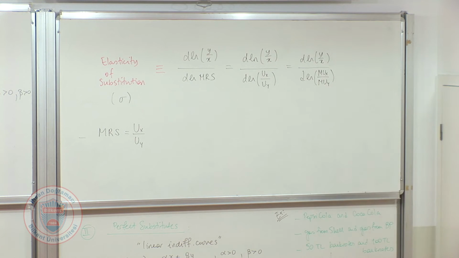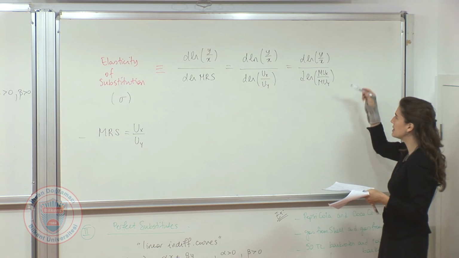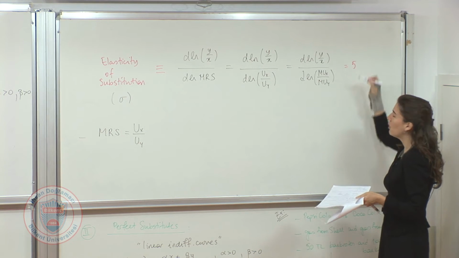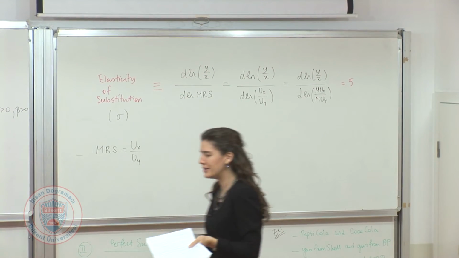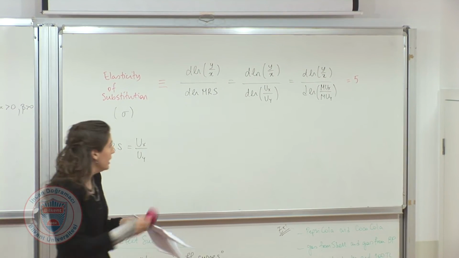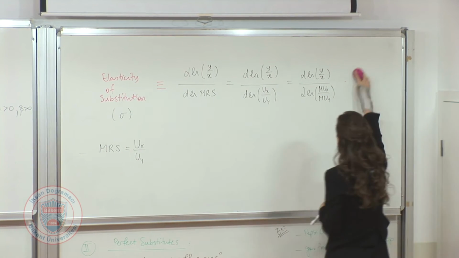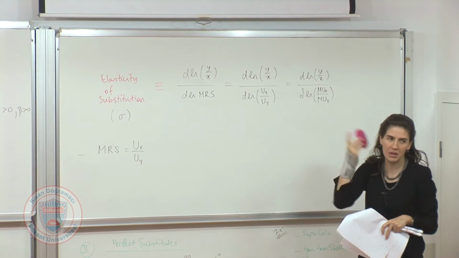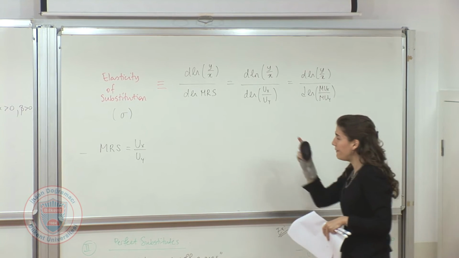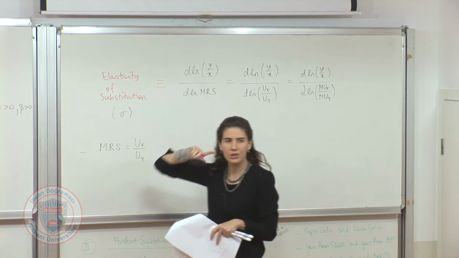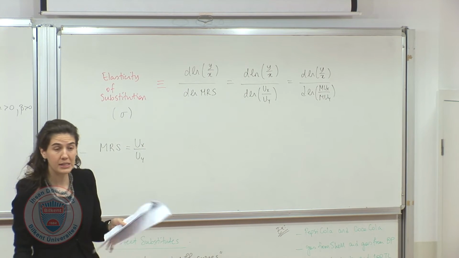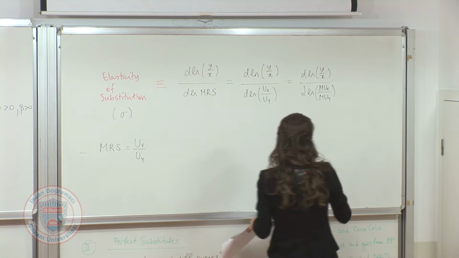So what does this mean? Remember, in this functional form, it says that this is constant, right? So for instance, it's equal to 5 or it's equal to 2, whatever, okay? So constant elasticity of substitution, what does that mean? It means that this is just equal to a number. If you change the good mix, so if you change the ratio of the goods, obviously the marginal rate of substitution will change, right?